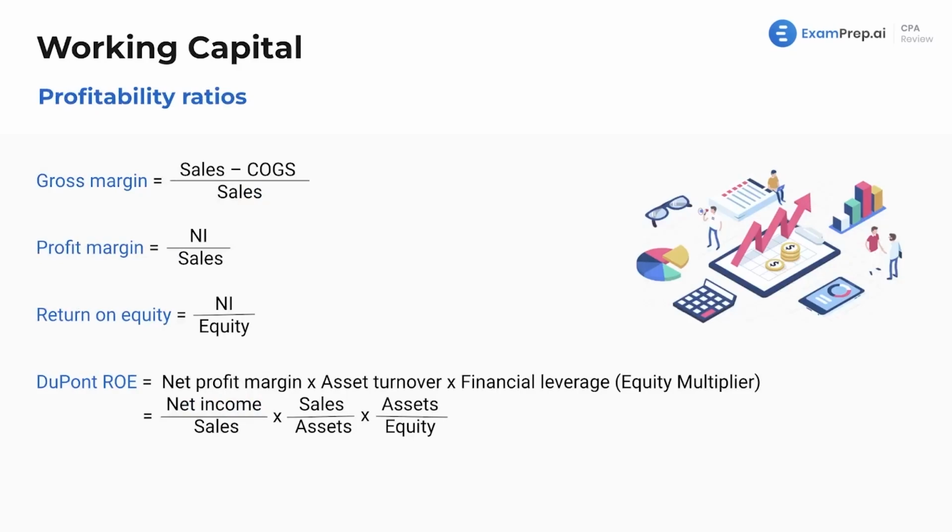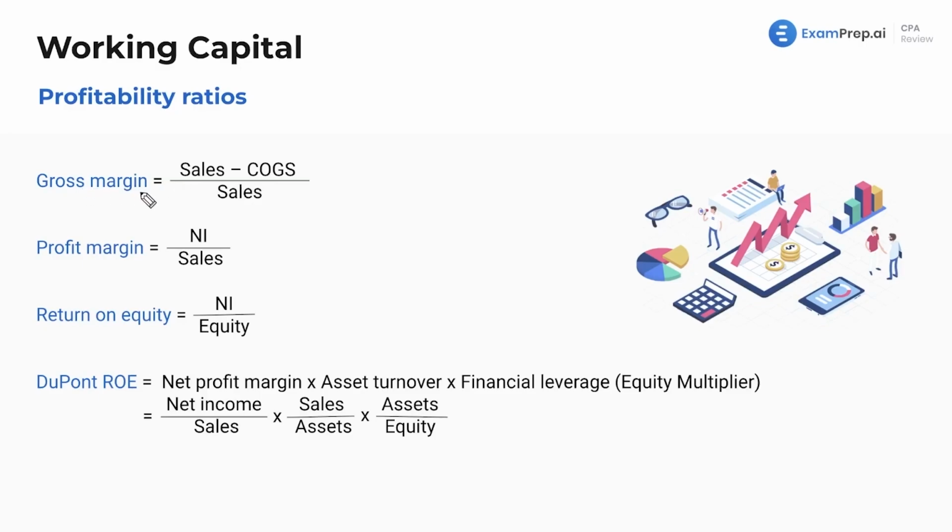Profitability ratios. Are you profitable? Well, I hope you are. We've got the gross margin. Gross margin is sales minus cost of goods sold divided by sales. So really just net income divided by sales. And wouldn't you know it, that's kind of what we have here as the profit margin. Now, this is all of net income. Keep in mind, this is just sales minus cost of goods sold.